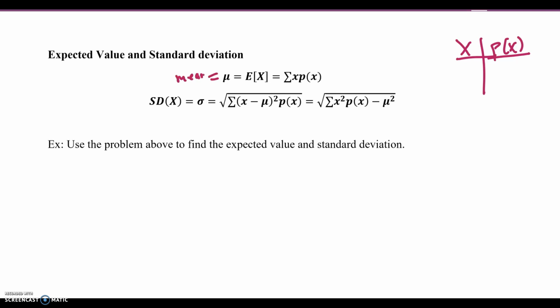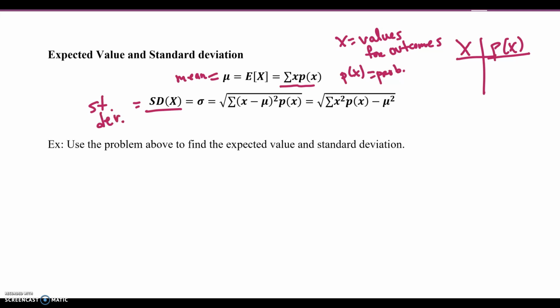So the mean or the expected value of something occurring is just adding all the probabilities and multiplying them by the outcomes X. So here X represents the values for outcomes. And here, P of X is also the probability, okay? SD of X is just the standard deviation. So we can also find the standard deviation with probability incorporated, and it's just this huge formula.